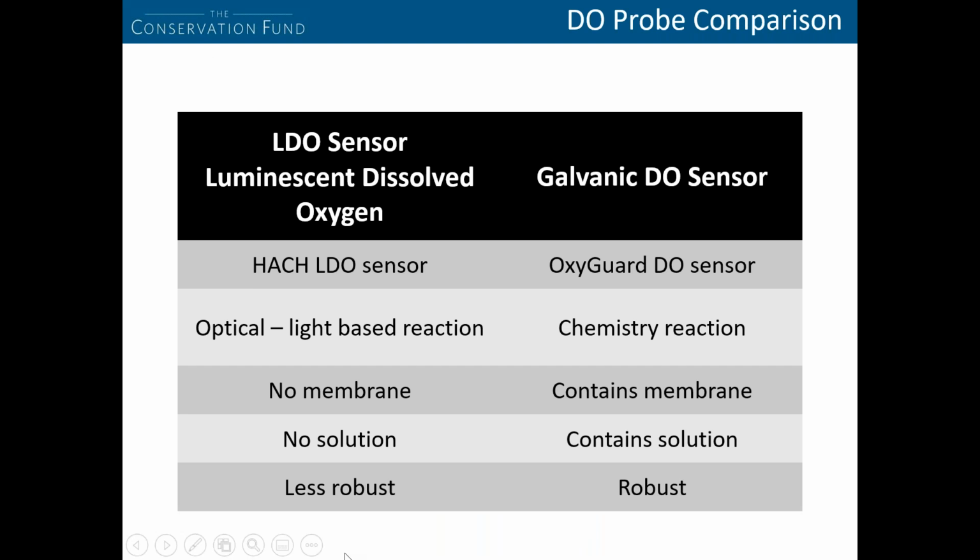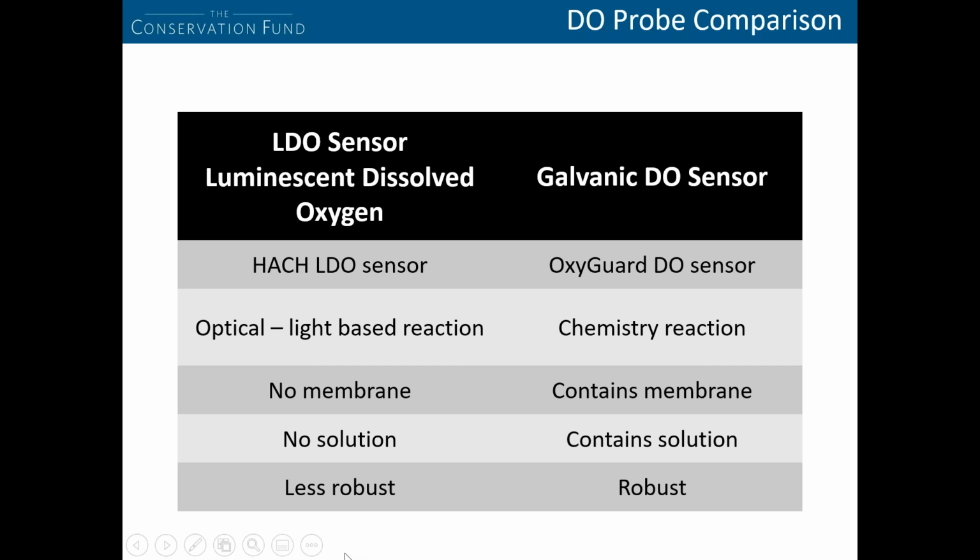So you may have heard me mention two different types of DO probes, luminescent and galvanic. So this table outlines the differences. The Hach DO probes are luminescent dissolved oxygen probes, or LDO probes. These optical probes utilize a light-based reaction to measure dissolved oxygen concentrations in the water based on quenching of luminescence in the presence of oxygen. The LDOs require that the sensor caps be replaced once the luminescent coating is depleted or damaged, and they do not contain a membrane or fill solution. However, they are less robust than their galvanic counterpart.